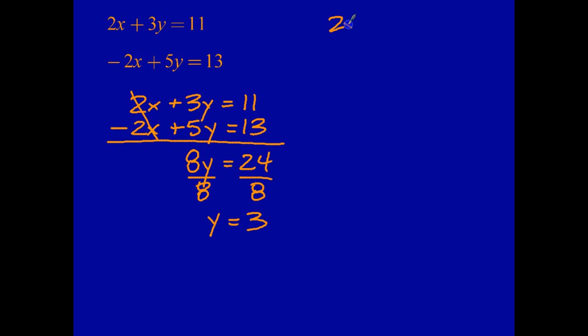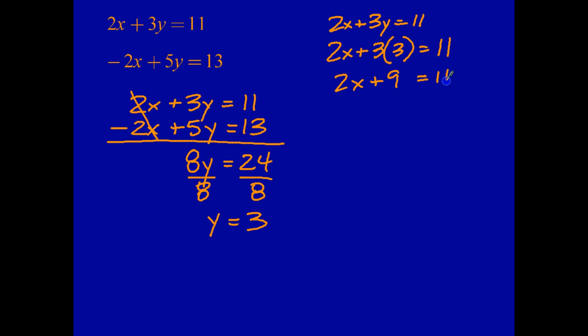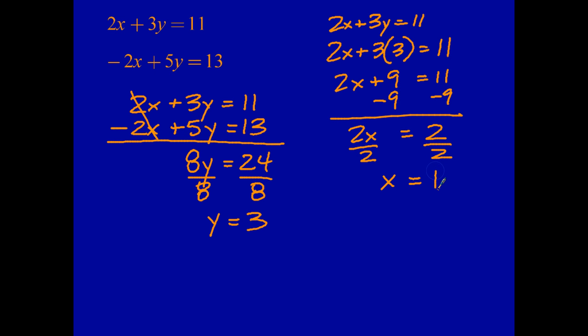So we'll do 2x plus 3y equals 11, and I'm going to take y, right, 3, and plug it in there. So we'll do 2x plus 3 times 3 is equal to 11. So I get 2x plus 9 is equal to 11. I'm going to subtract 9 from both sides. And I get 2x is equal to 2. Divide by 2, divide by 2. And we know that x is equal to 1.